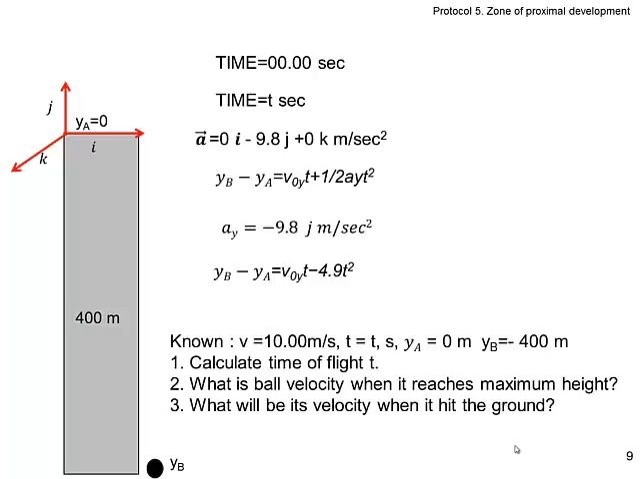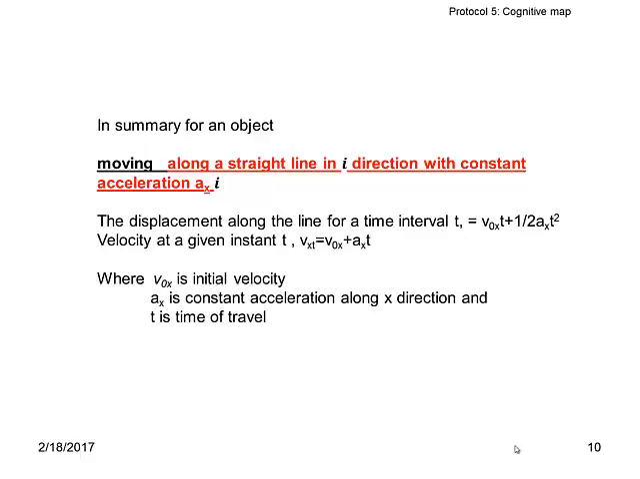In summary, for an object moving along a straight line in x direction with the constant acceleration ax, the displacement along the line for a time interval t is given by v0x t plus half ax t squared, and the velocity at any instant is given by vx(t) equals v0x plus ax t, where v0x is the initial velocity and ax is the acceleration.